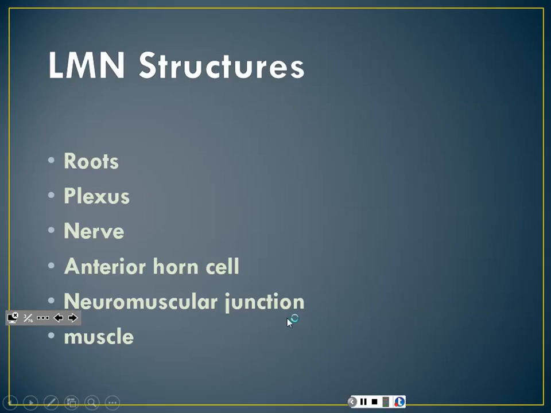First of all, anatomy is where you really decide what's lower motor neuron and what's upper motor neuron. And so what are the structures that are going to give you lower motor neuron symptoms? These are the list of them. You're going to have roots, plexus, nerve, anterior horn cell, neuromuscular junction, and muscle. Those are the 6 components that involve the peripheral nervous system. And if you have involvement of those, they can be lower motor neuron signs.